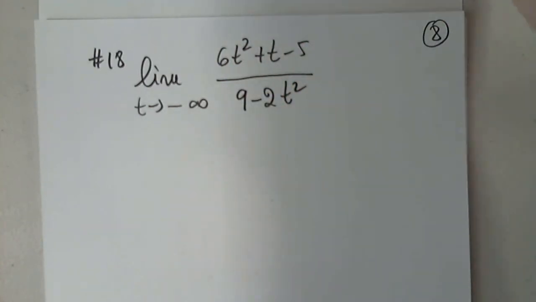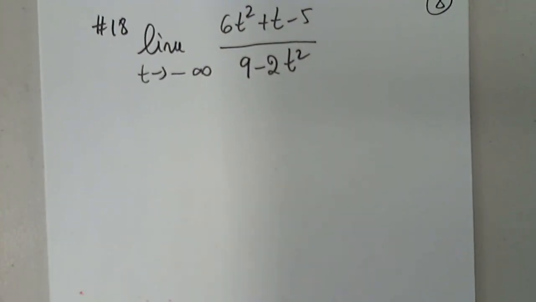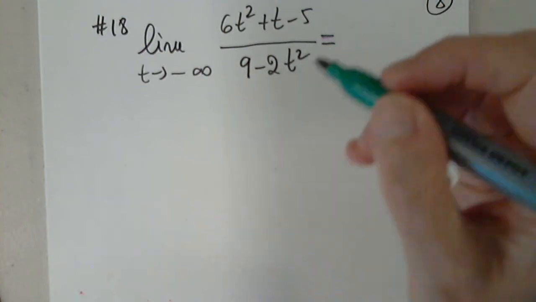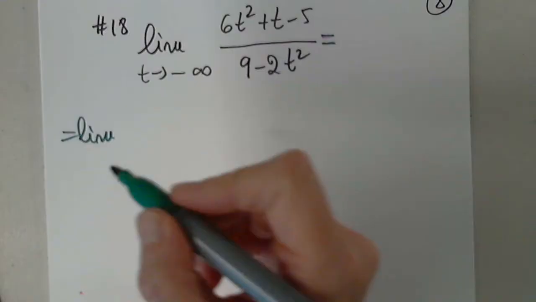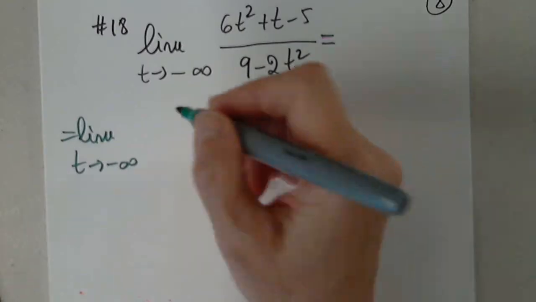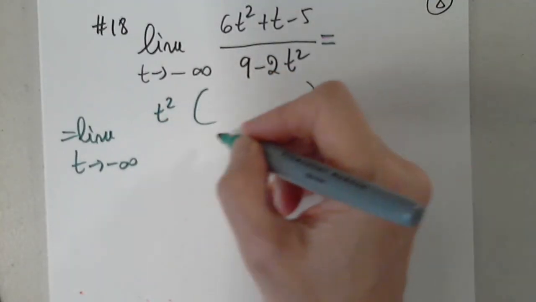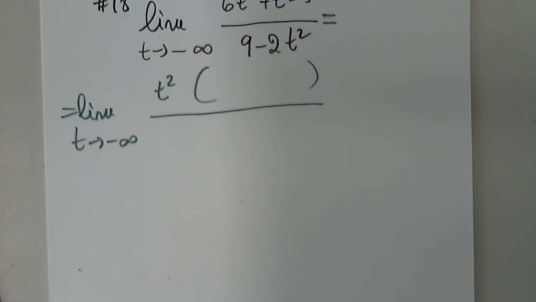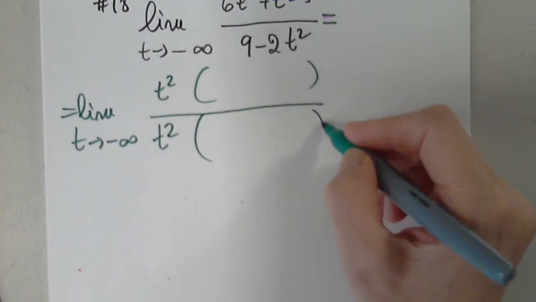But that was in pre-calc. How do we get to that here? Here's how we do it. Again, can anyone tell me what is the degree of the top? 2. If the degree of the top is 2, I will factor out t squared. What is the degree of the denominator? 2. If that's the case, I will factor out the degree.